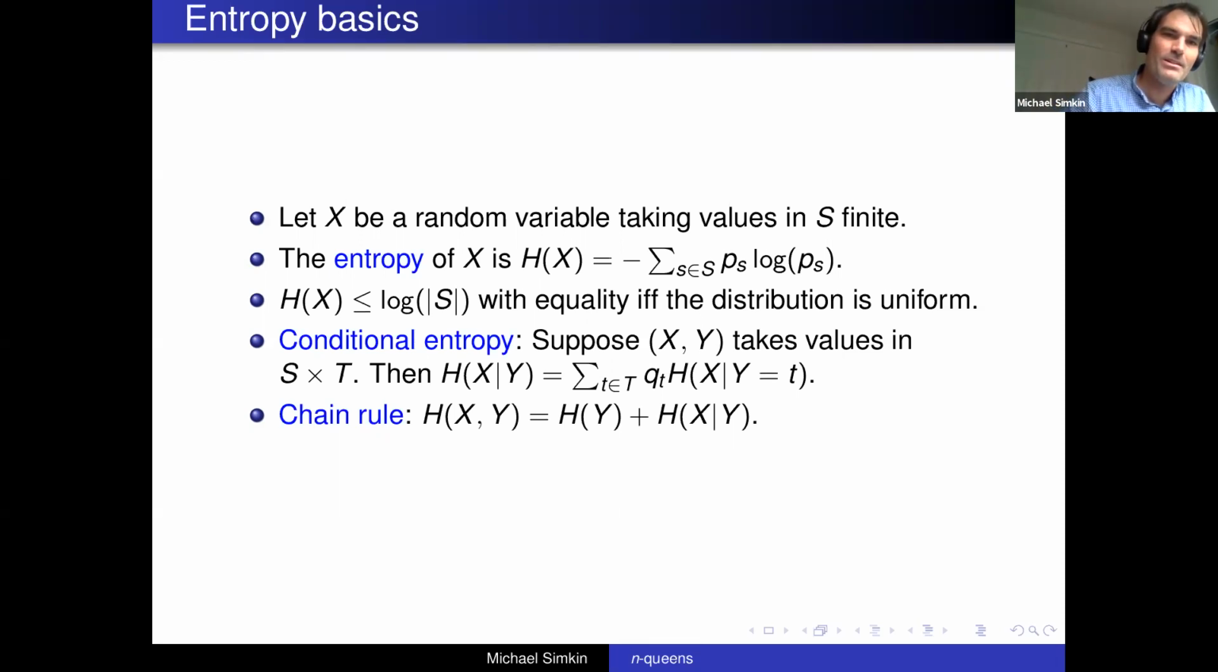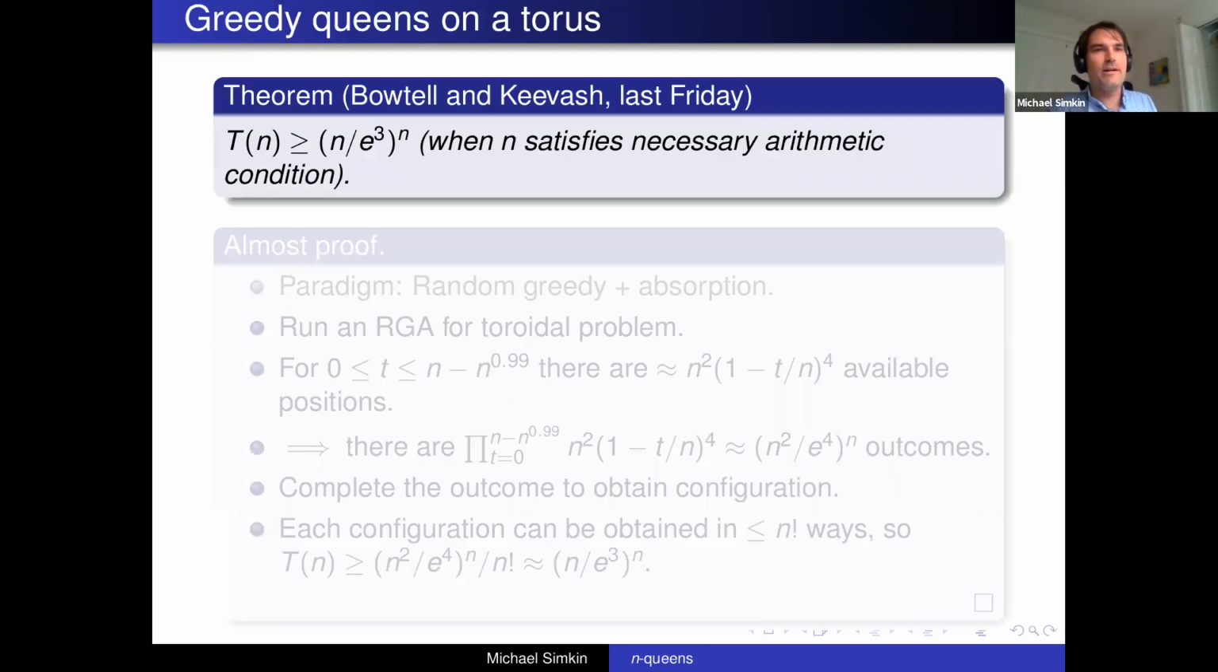Okay, so moving on. Of course, I've been talking about the toroidal problem, and I already said that I proved an upper bound. The corresponding lower bound is known now, but of course hasn't been known for a long time.